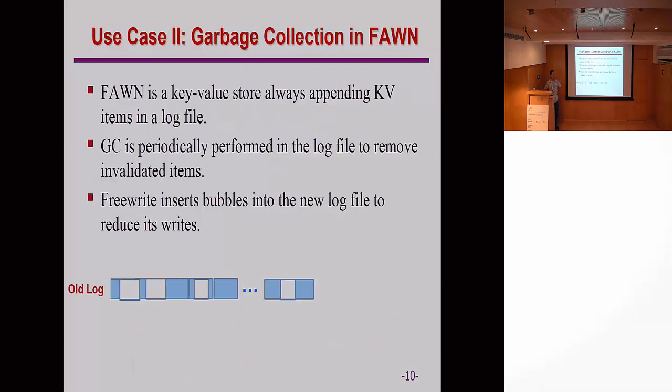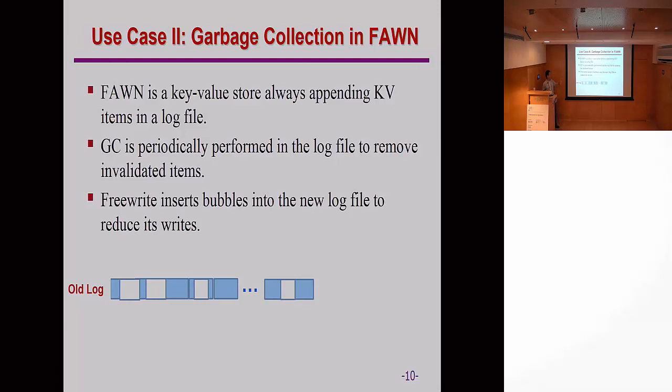In another case, we try to improve the performance of garbage collection in FAWN. FAWN is also a key value store that always appends the key value items and updates at the end of a log file. And periodically, a very expensive garbage collection operation is performed on the log file to remove invalidated items. So the huge log file could be almost entirely rewritten.